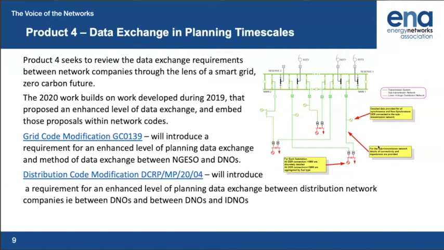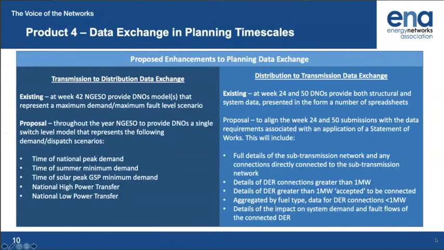Okay, Dan, if we can move over to the next slide, which is a continuation and talking about product 4. This really just details the proposed enhancements to the data exchange requirements. So if we look at the left-hand box first, which details transmission to distribution data exchange. Presently, data is exchanged at week 42, where National Grid ESO provide DNOs with models, depending on which company it is, that represent a maximum demand, maximum fault level scenario.